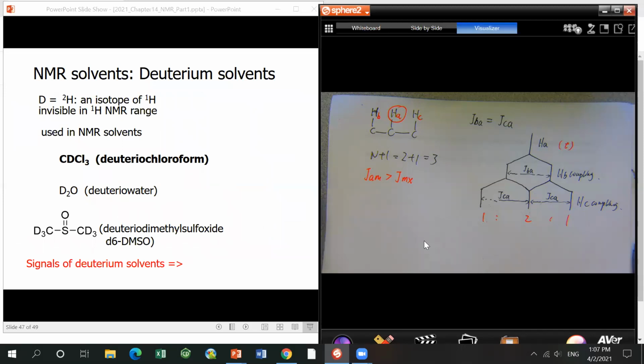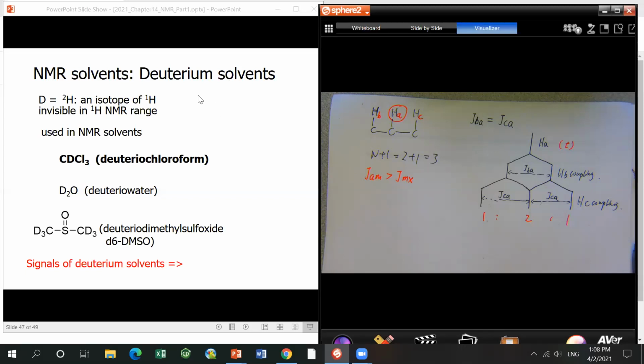Now a little bit easier topic: how do you prepare the NMR sample? When we run an NMR experiment, we need to dissolve the sample into a solvent and make a homogeneous solution, no matter whether it's a solid or liquid sample. But if we use a regular solvent like methylene chloride or chloroform, the solvent itself also has protons. If we directly record, the solvent hydrogen signal will be huge and overlap with the signal of the sample.